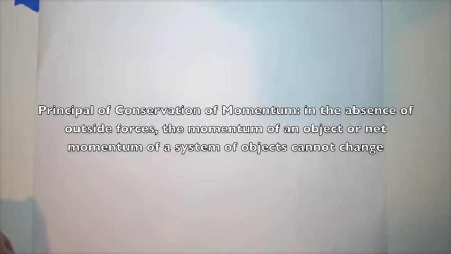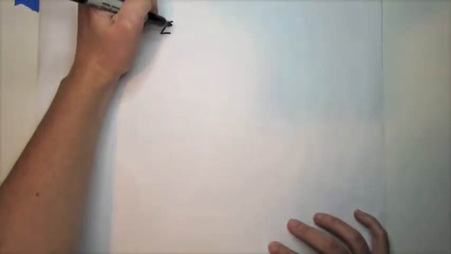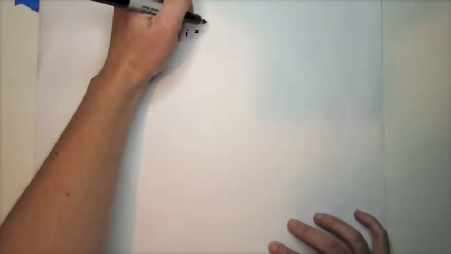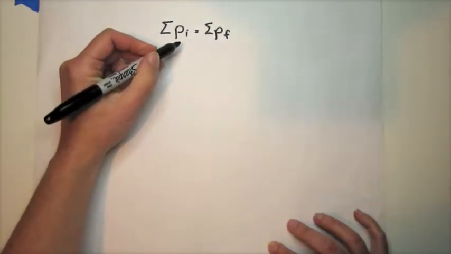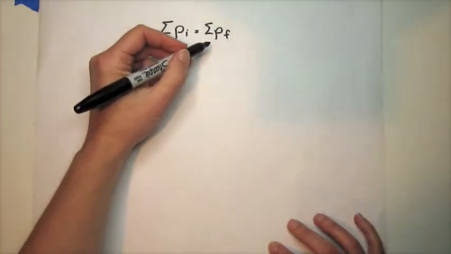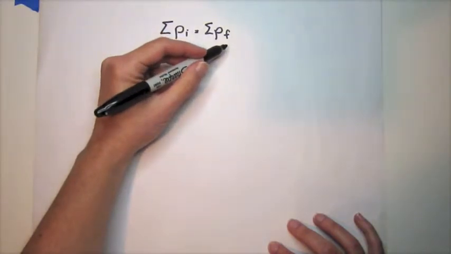So basically what it comes down to in this topic is that unless there are outside forces, the momentum in a system stays the same. So a statement of that is the net momentum of the system before the interaction equals the net momentum of the system after.